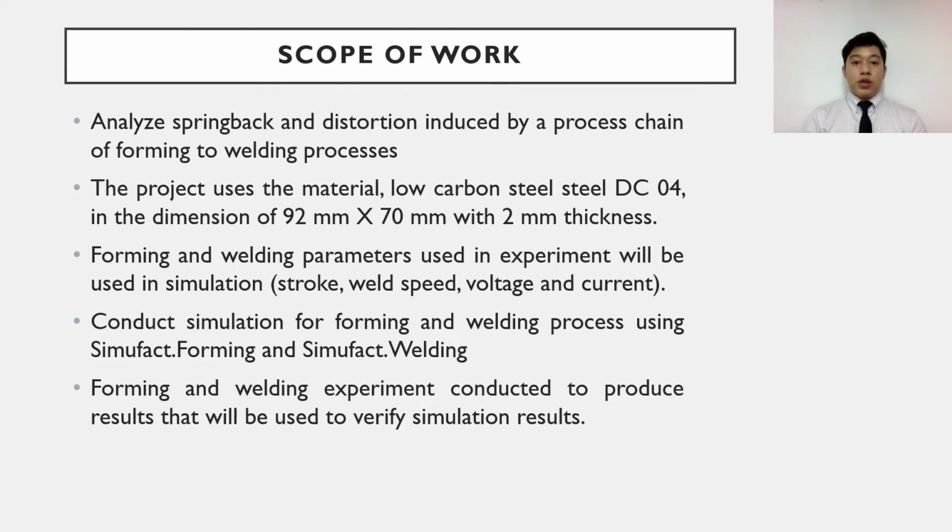Next, we move on to the scope of work for this study. We will analyze the spring back and distortion induced by the process chain of forming to welding. The project will use the material low carbon steel DC04 with the dimension of 92 mm times 70 mm with 2 mm thickness. The forming and welding parameters used in the experiment will be used in the simulation, such as the forming stroke, the forming speed, weld speed, the welding voltage, and the welding current.